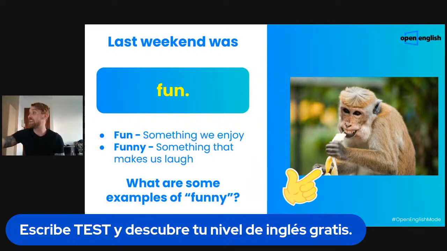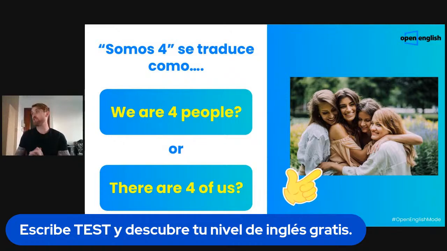So let's go on to the next common mistake in English. So, perdón un segundo. Aquí es. Yeah, there we go. So, somos cuatro en español se traduce al inglés como we are four people or there are four of us. So, ¿cómo se traduce la frase en español somos cuatro al inglés? How do we translate somos cuatro to English? Is it we are four people or there are four of us?